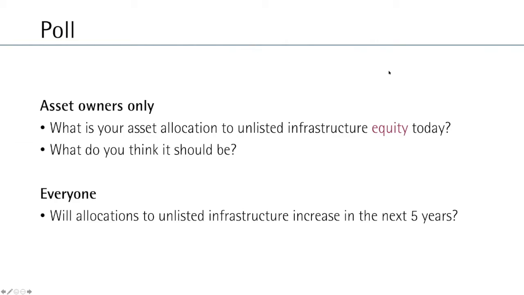And at the same time, second question, what do you think it should be? So given what you've seen today, which is the second question. And then we'll have a question for everyone, which is the third question, to ask whether you think asset allocations to unlisted infrastructure will increase in the future. Okay, so I'm going to, as usual, give you a couple of minutes to answer.